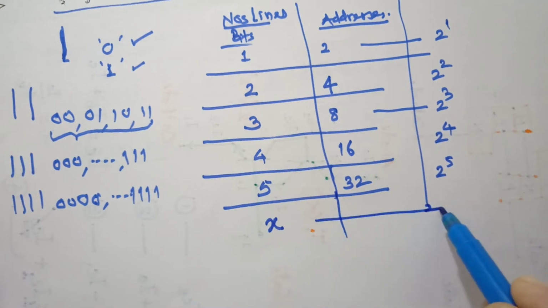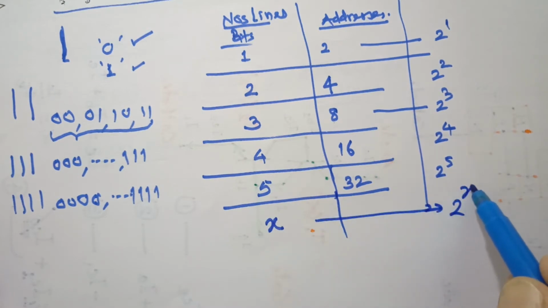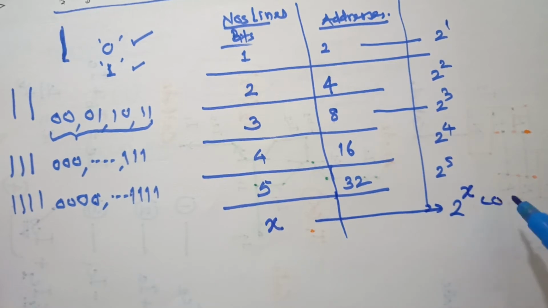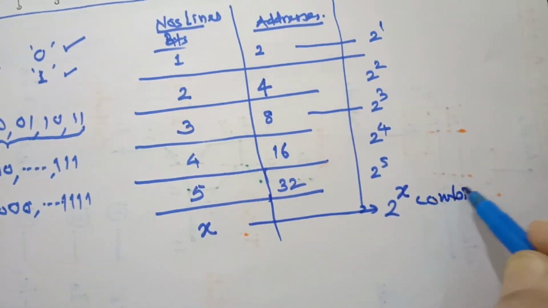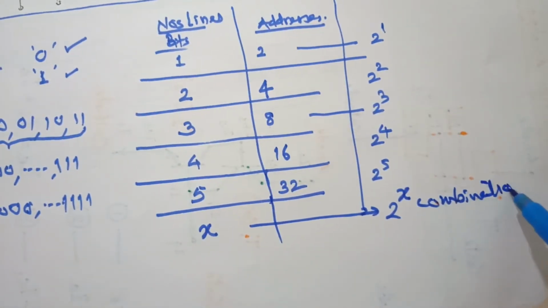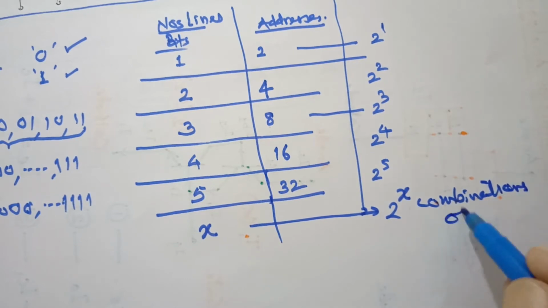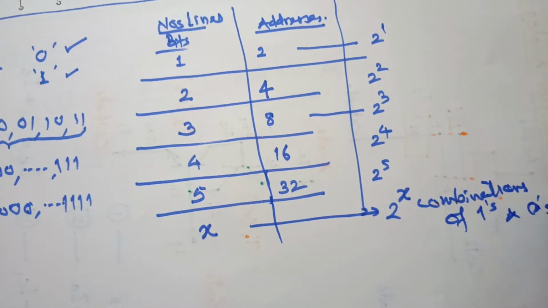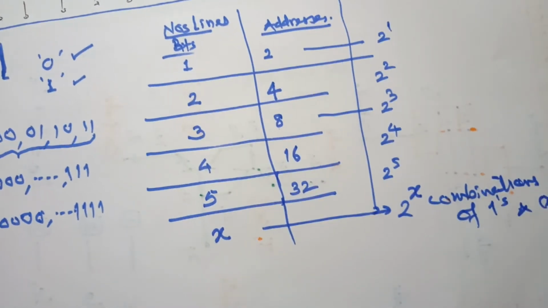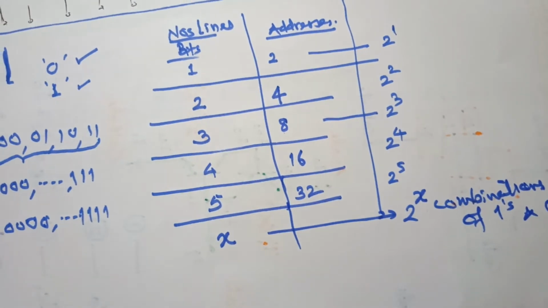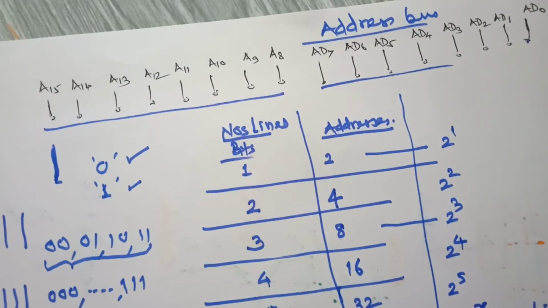It means that with x number of lines we can get as many as 2 raised to x distinct combinations of ones and zeros, right? You understand? And now come back to the features of 8085.